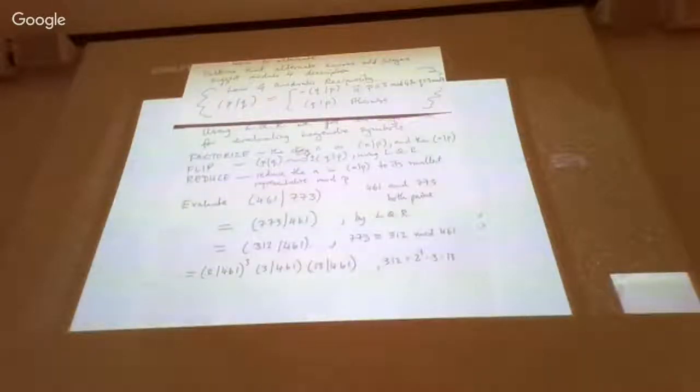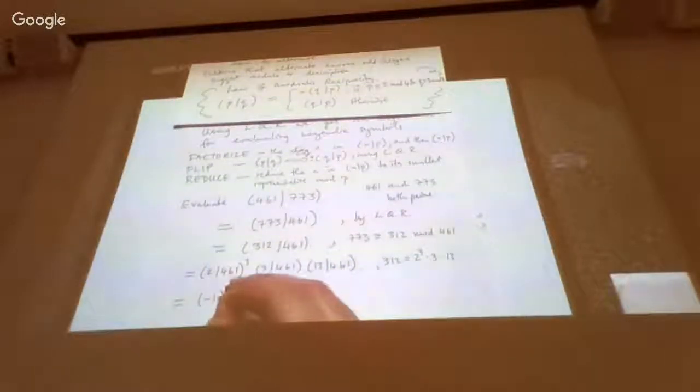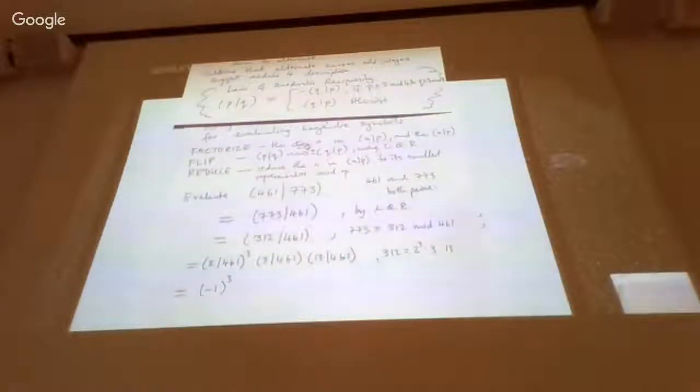Now, we proved a whole lemma about the status of 2, a consequence of Euler's criterion, theorem 8.6. So by theorem 8.6, we know what the status of 2 modulo 461 is. It just comes down to the status of 461 modulo 8. So what is 461 modulo 8?